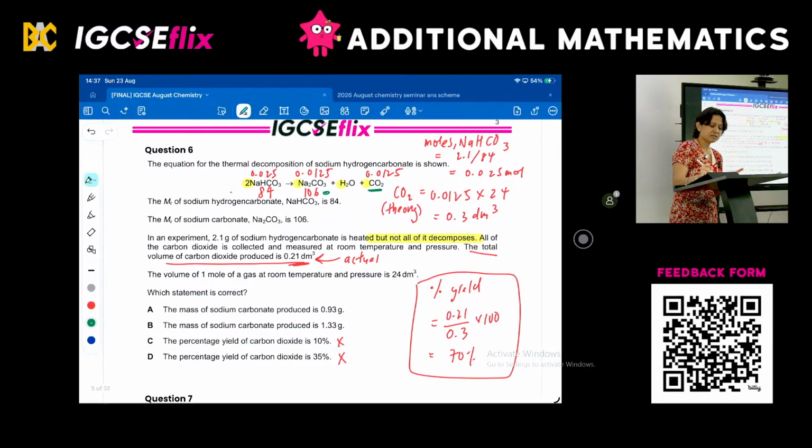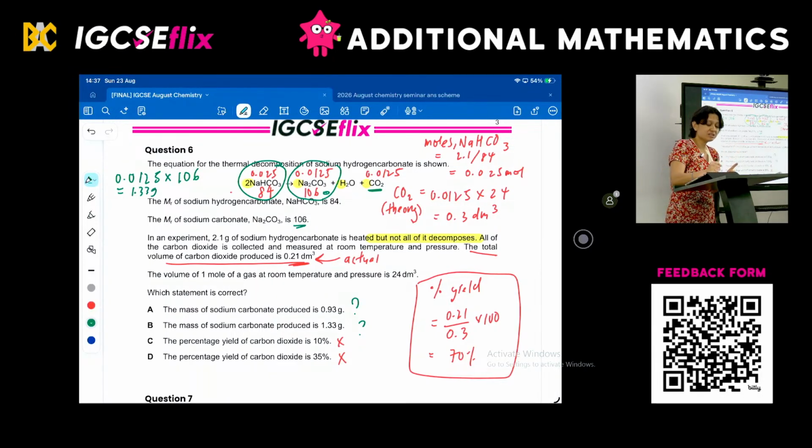This one is 0.025, right? And this one is 0.0125. So they ask me, is it this or this? So I take 0.0125 multiply 106. I get 1.33 gram, which is the wrong answer.